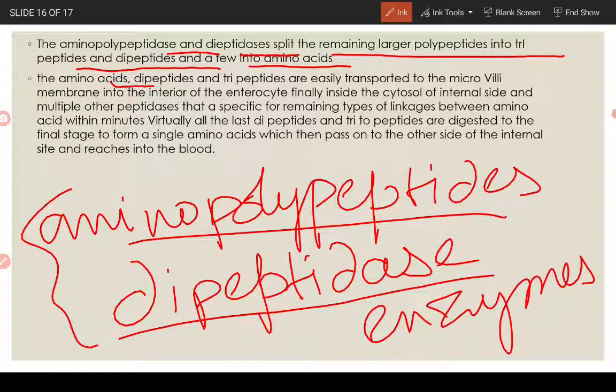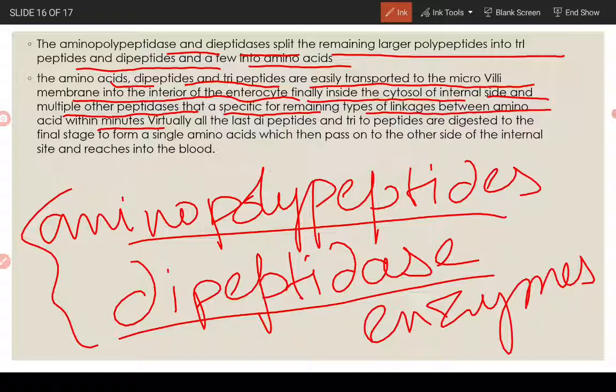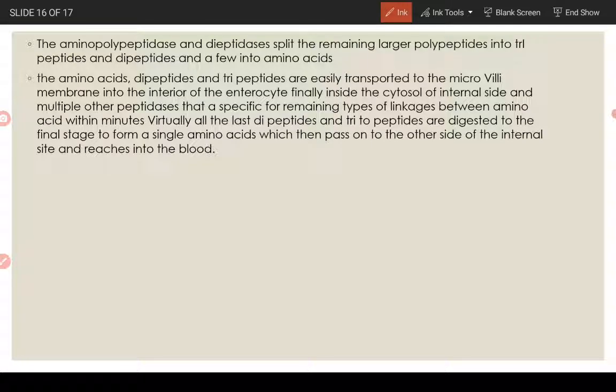Now the amino acids, dipeptides and tripeptides are easily transported across the microvilli membrane into the interior of the enterocyte. Finally, inside the cytosol of the enterocyte are multiple other peptidases that are specific for the remaining types of linkages between amino acids. Within minutes, virtually all the last dipeptides and tripeptides are digested to the final stage to form a single amino acid, which then passes to the other side of the enterocyte and reaches the blood. So the larger polypeptides are first broken down into single amino acids, or dipeptides and tripeptides, by the brush border enzymes aminopolypeptidase and dipeptidases. So now only the dipeptides and tripeptides remain, right?